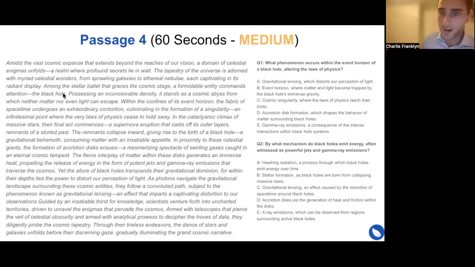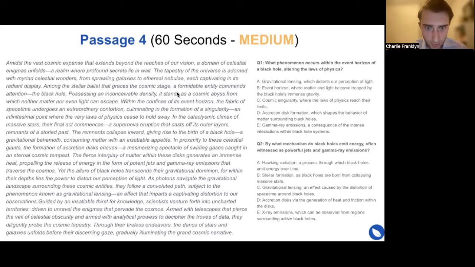So for 1, the correct answer was C. For 2, let's run through again. So again, I'd use the same strategy, which is by what mechanism do black holes emit energy? Often witnesses powerful jets and gamma ray emissions. And so I would pick a word here to look for the scanning method. I'd say we know that we just read the information about the black hole, and that didn't tell me anything about energy. And so I'll probably look for something like gamma ray emissions, potentially. I'll look to see where that is.